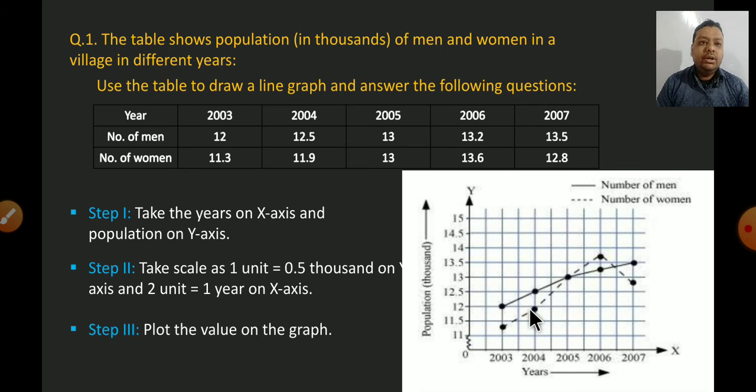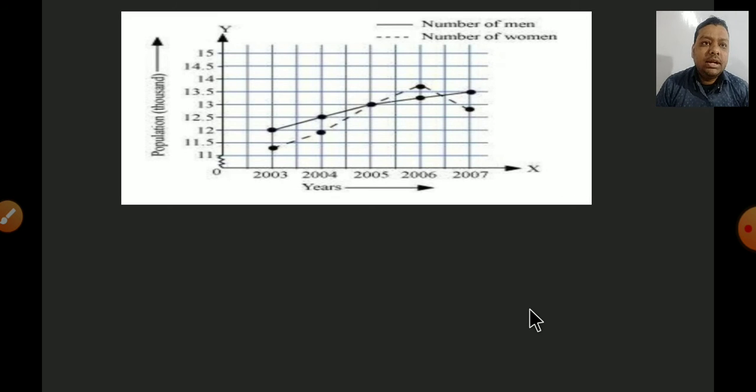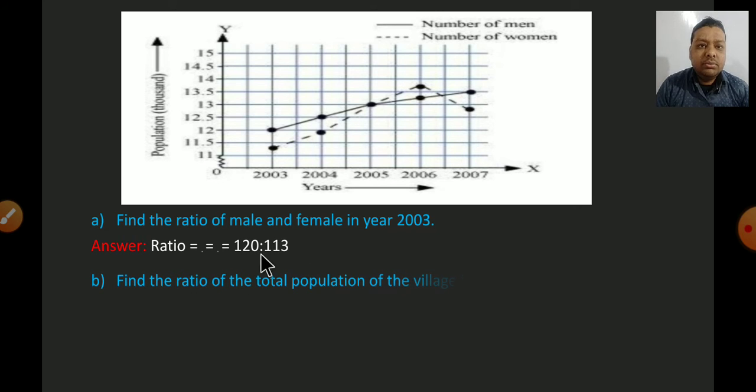Now we will solve some questions based on this graph. Find the ratio of male and female in the year 2003. In 2003 male is 12,000 and female is 11.3 thousand, so the ratio will be 12,000 to 11,300.